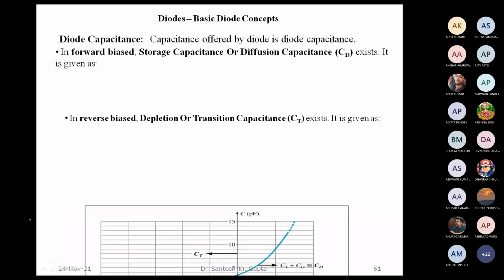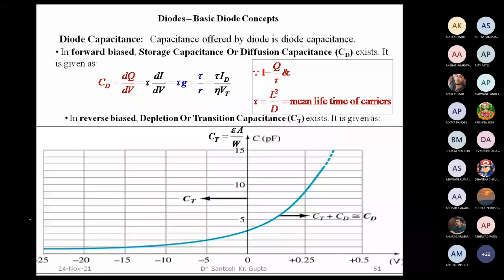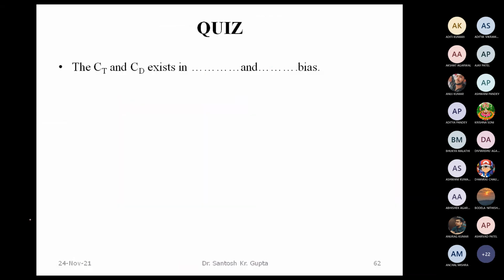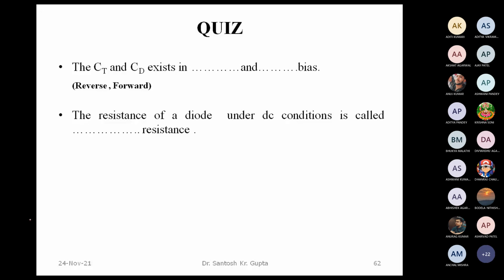Okay, so we just saw the different components of the capacitance, and how we can compute these components. Now, first, review questions. One can see here that CT and CD exist in reverse bias and forward bias respectively.